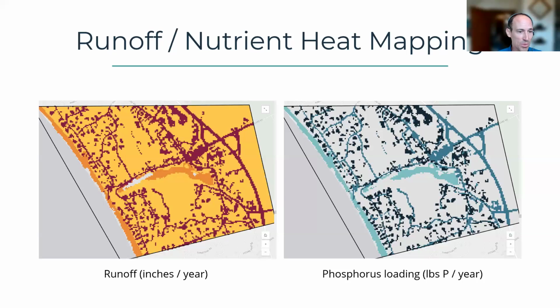But one of the examples I wanted to point out is on a super simple and visual basis. You can use the outputs from these HRU layers for heat mapping. Rather than mapping the HRU classes themselves, you can map either the runoff generation or the associated loading of whatever it may be. In this case, it's phosphorus.